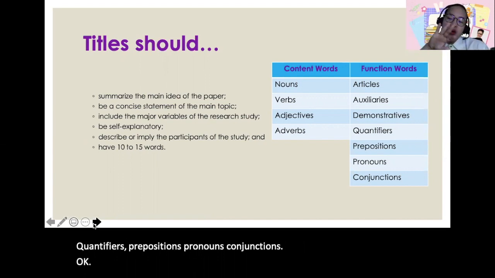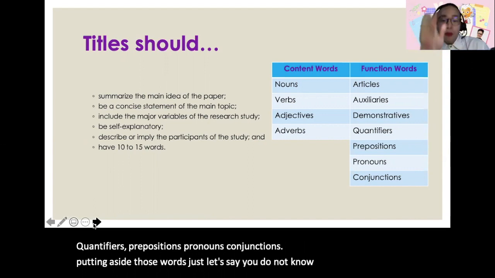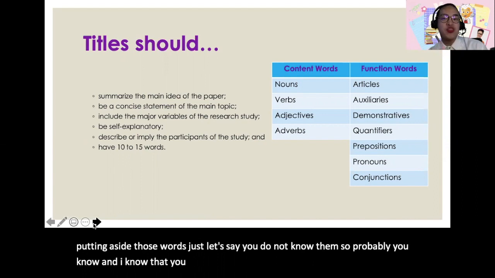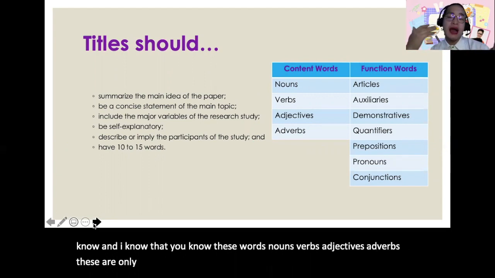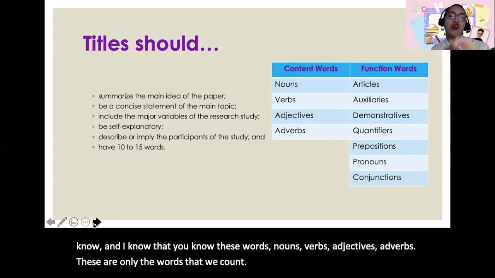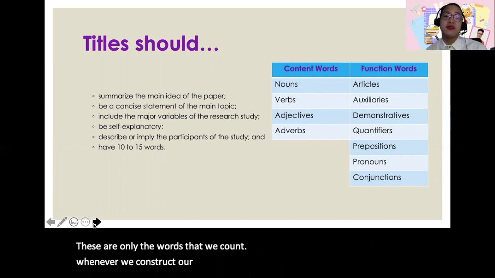Putting aside those words, let's say you do not know them. So probably you know, and I know that you know these words: nouns, verbs, adjectives, adverbs. These are only the words that we count whenever we construct our research titles, all right?